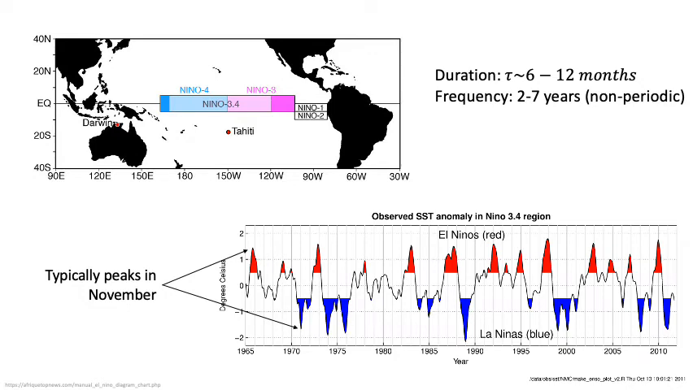Just to note, it typically peaks in November, has a specific seasonality to it. But again, if you'd like more information, I encourage you to look up more on El Niño. So here we're focused on the Walker circulation.